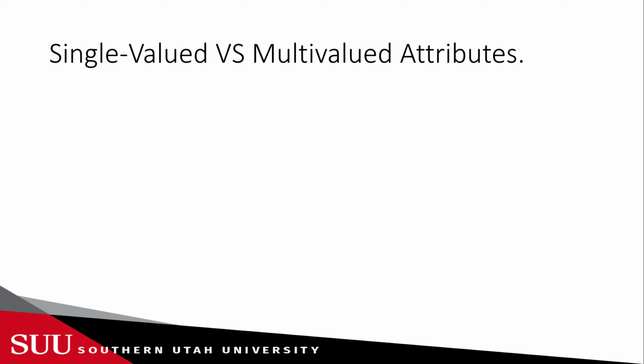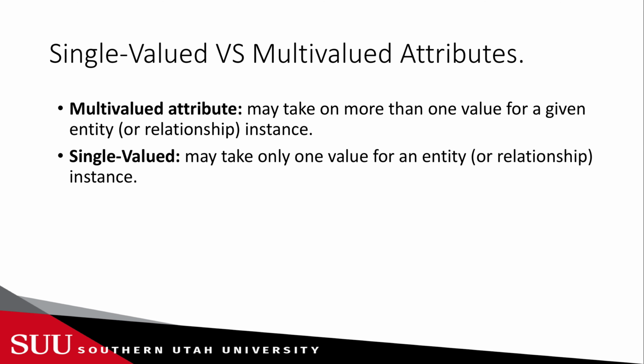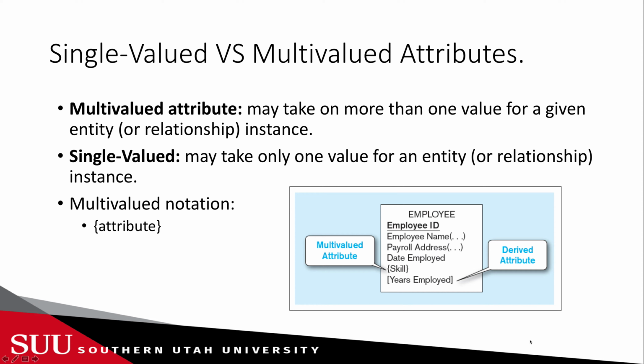Now, single valued versus multi-valued attributes. A multi-valued attribute may take one or more values for an entity or relationship instance, while a single-valued attribute will take only one value for the attribute instance. And for the multi-valued notation, it's the curly braces. So an example would be skill. The employee may have multiple skills. So we want to have all of those skills listed, and we will say, okay, this is a multi-valued attribute.